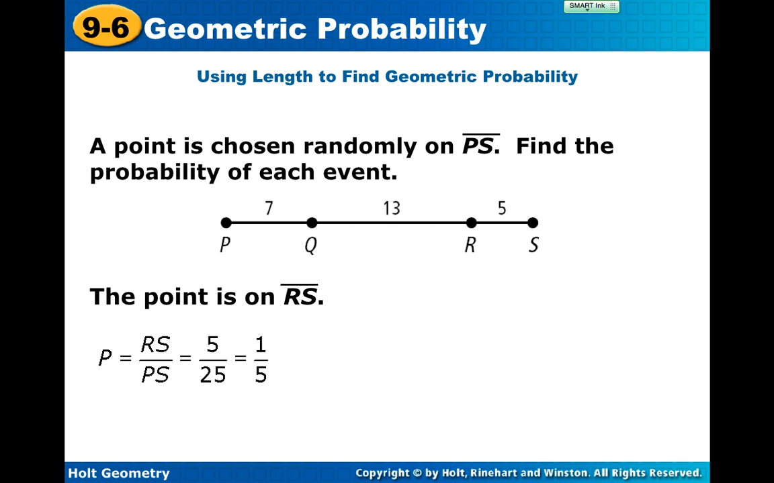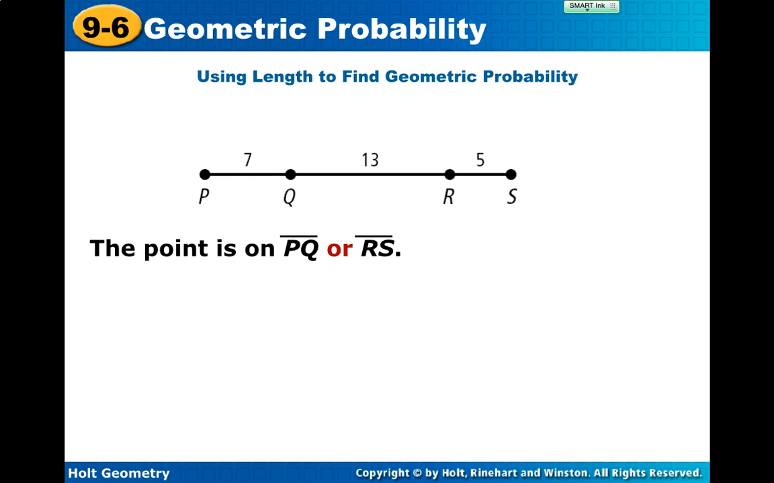Percents are out of 100. So you move the decimal 2 places, so it's 20%. So all of those answers really are the same: 1/5, 0.2, or 20%. Okay, let's try an OR. What's the probability that a point is on segment PQ or segment RS? An OR means it could be either place, and it counts.